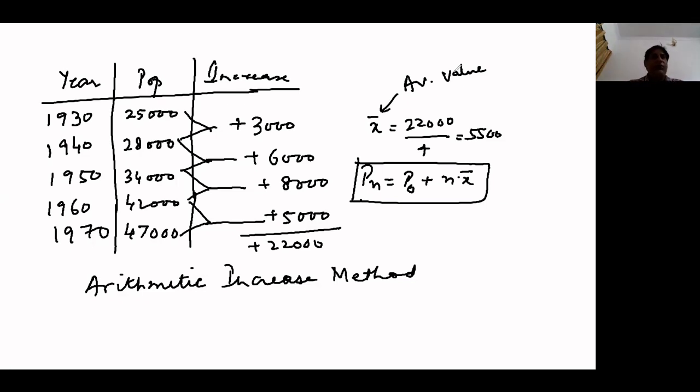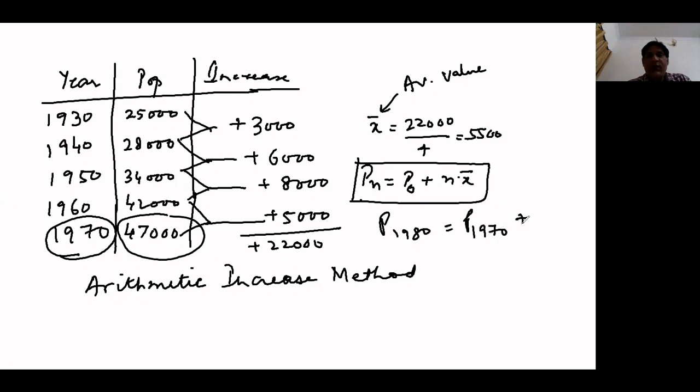Now you know the population of 1970 as 47,000, right? Now if I want to ask what is the population of 1980, the formula would be population of 1970 plus n into x bar. Now what is the value of n? It is just one decade, so 1 into x bar. We know the value of 1970, that is 47,000, plus 1 into 5,500. So the value comes out to 52,500, right?